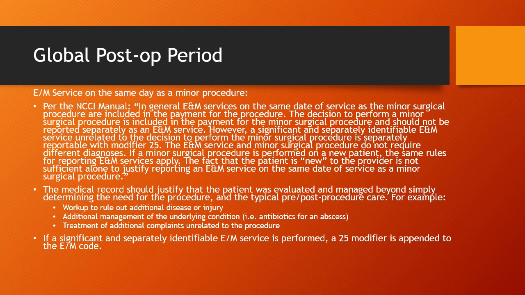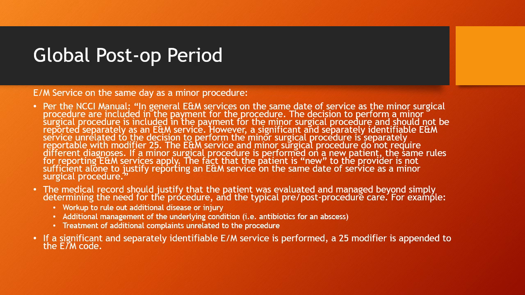So if I have a rule that's a little less strict than the other one, I have to follow the stricter rule. Do what it says, make sure I'm complying with this, or I'm just going to get my claim back anyway. So here is the rule. In general, evaluation and management services on the same date of service as the minor surgical procedure are included in the payment for the procedure. The decision to perform a minor surgical procedure is included in the payment for the minor surgical procedure and should not be reported separately as an evaluation and management service.